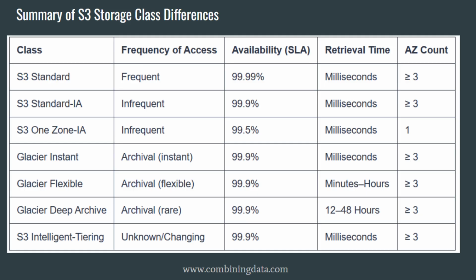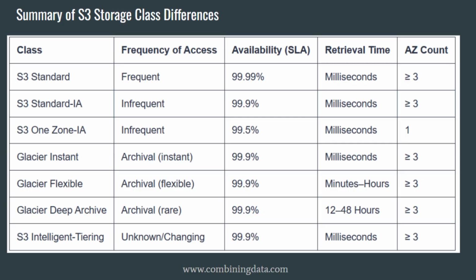S3 Glacier Flexible Retrieval is used for long-term archival data where retrieval speed is flexible. Retrieval times range from minutes to hours depending on whether expedited, standard, or bulk retrieval is chosen. Availability remains high at 99.9%, and data is stored across multiple availability zones. This is ideal for backups and archives that are accessed occasionally.